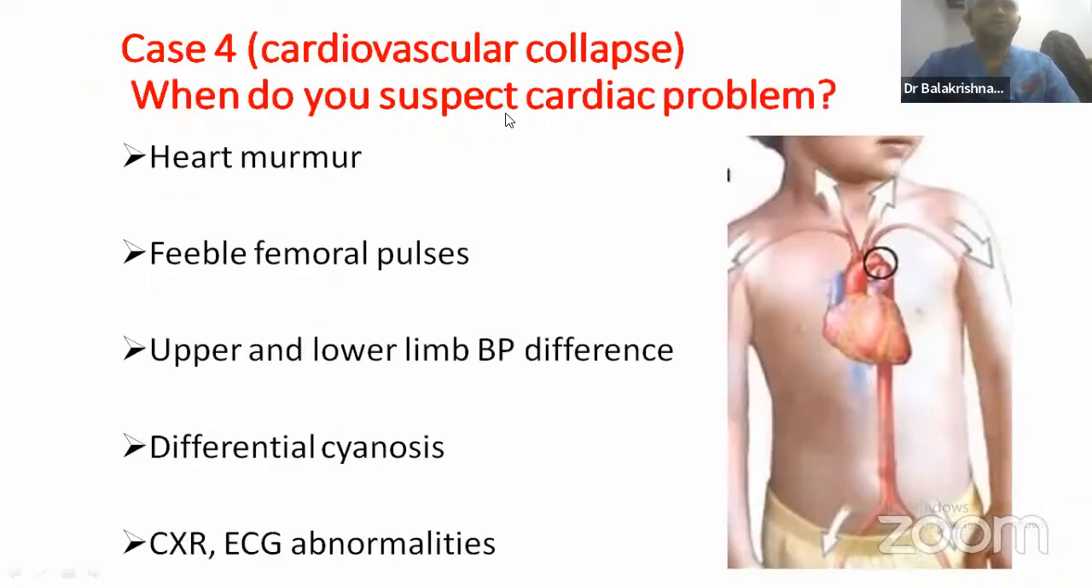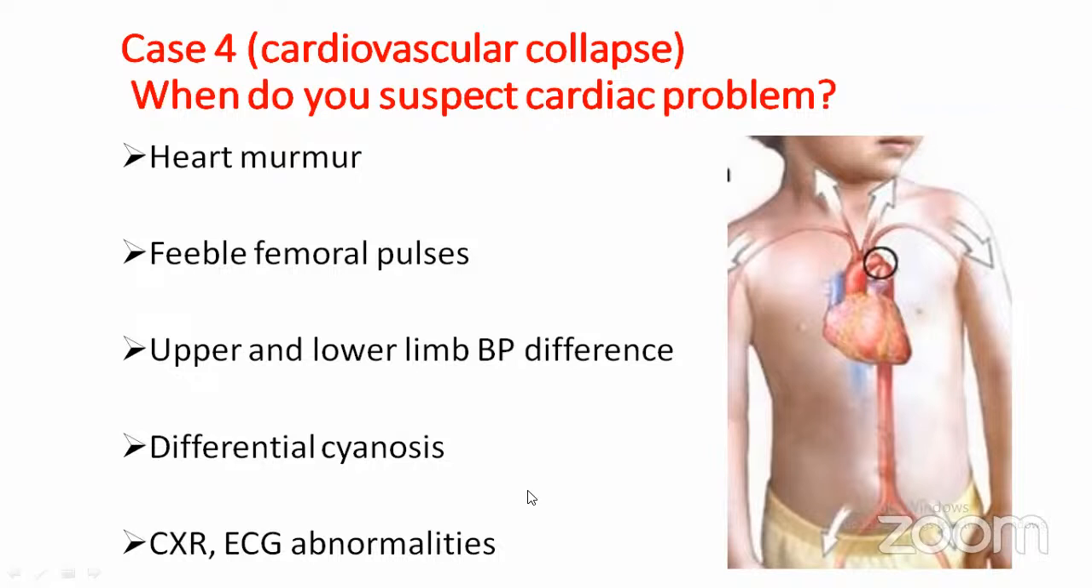So when do you suspect a cardiac problem? If you see a heart murmur or feeble femoral pulses. Usually we don't tend to see the lower limb pulses whenever we are discharging a neonate. You see the clinical color, the child is pink colored, right? Do you have the habit of checking lower limb pulses? When I see the color, I think, okay, baby is pink colored, active, warm. I'll just write activity good.